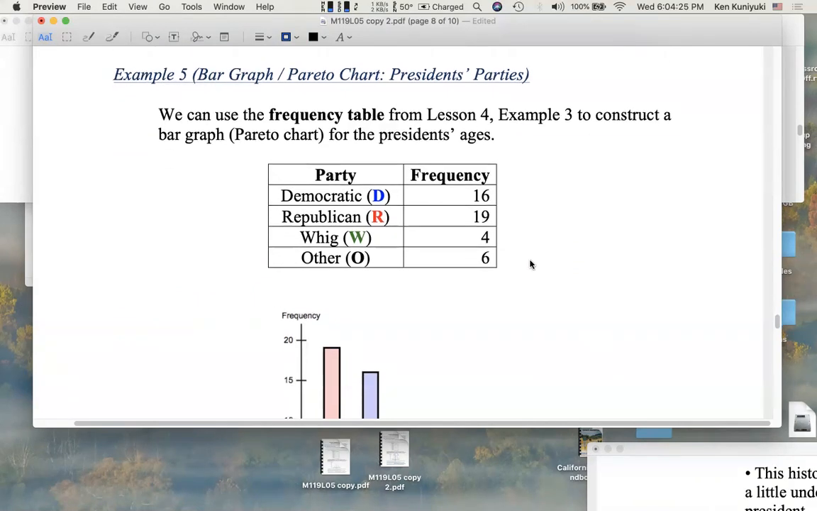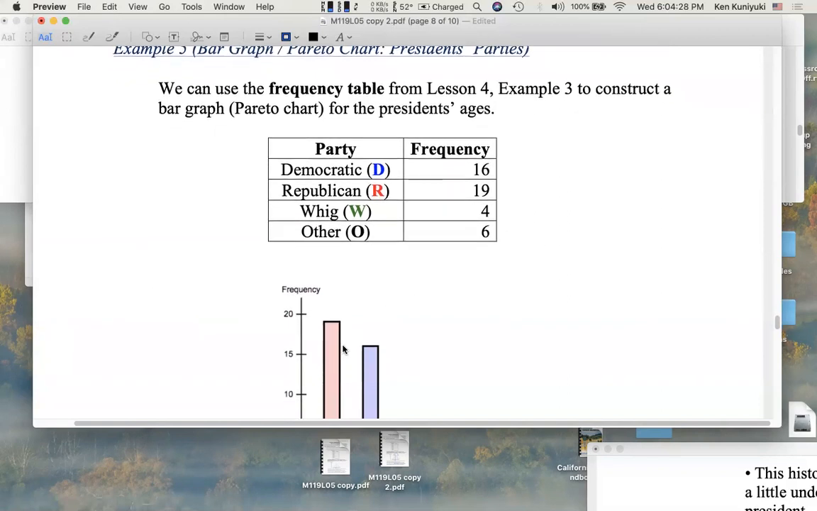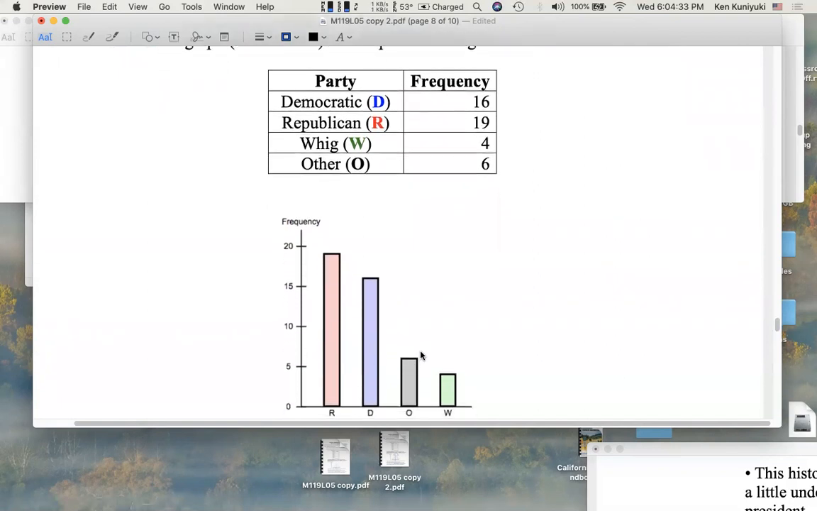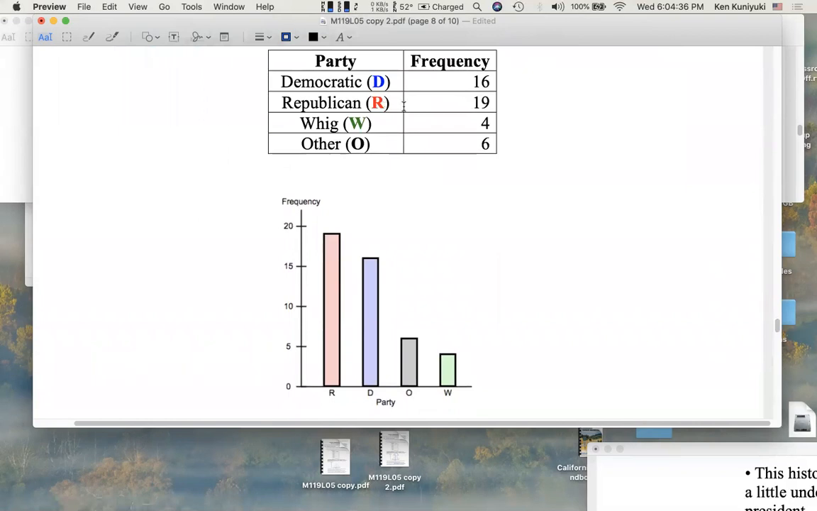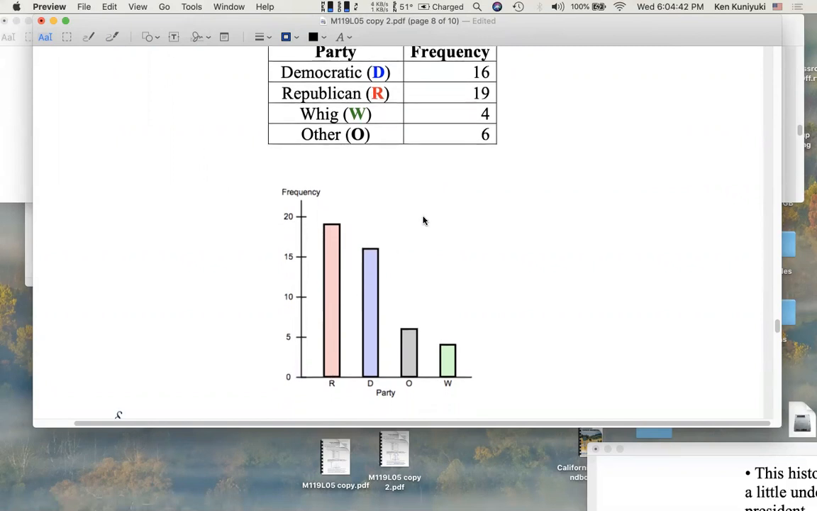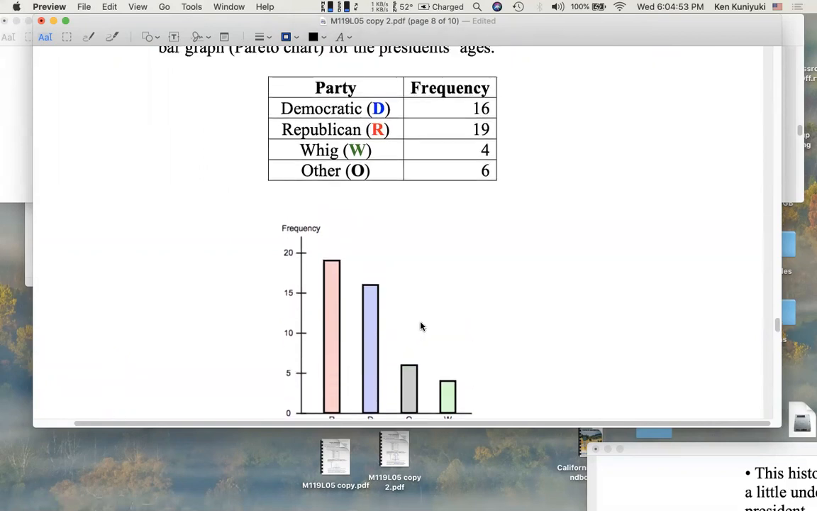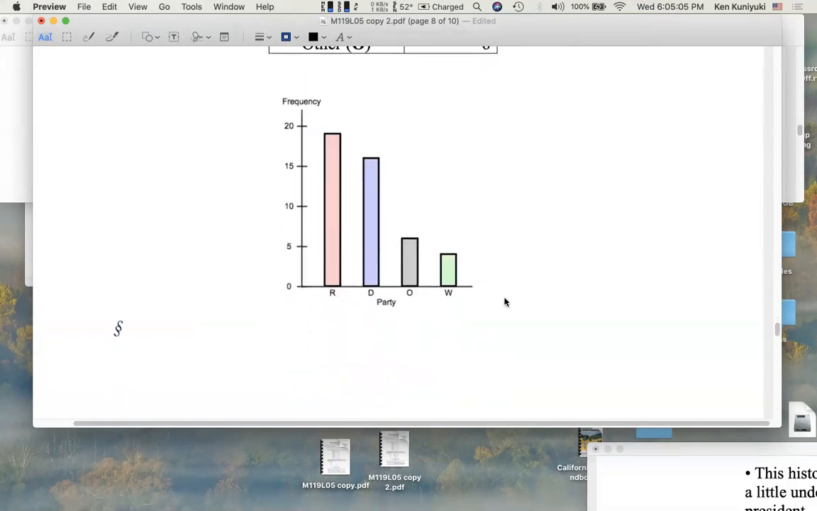A bar graph, here's called a Pareto chart because on the left we have the most common party, and then we go in decreasing order by frequency, right? The 19, that's the modal class or category. There were 19 Republicans in red, appropriately, 16 Democrats in blue, 4 Whigs in green, that's over on the right, 6 others in gray. Again, in a Pareto chart, you're going in by decreasing frequency. So the 19 Republicans are first, then the 16 Democrats, 6 others, 4 Whigs, by decreasing order of frequency.